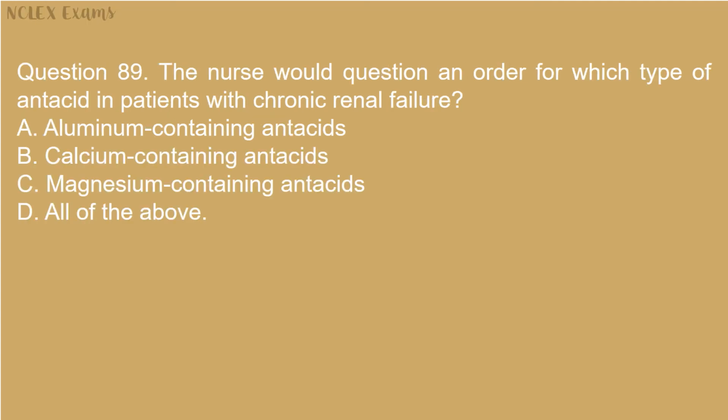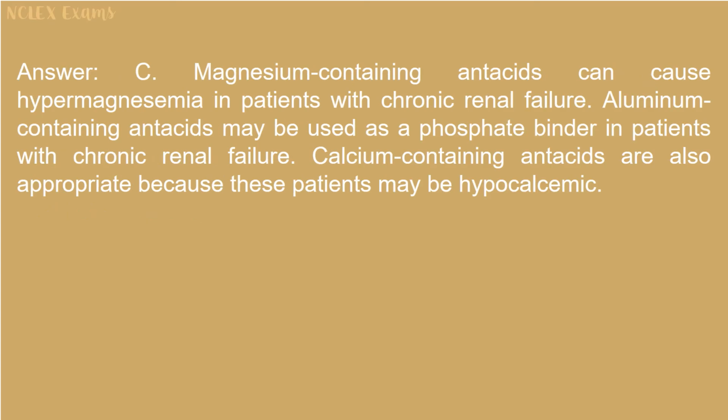Question 89. The nurse would question an order for which type of antacid in patients with chronic renal failure? A. Aluminum-containing antacids. B. Calcium-containing antacids. C. Magnesium-containing antacids. D. All of the above. Answer C. Magnesium-containing antacids can cause hypermagnesemia in patients with chronic renal failure. Aluminum-containing antacids may be used as a phosphate binder in patients with chronic renal failure. Calcium-containing antacids are also appropriate because these patients may be hypocalcemic.